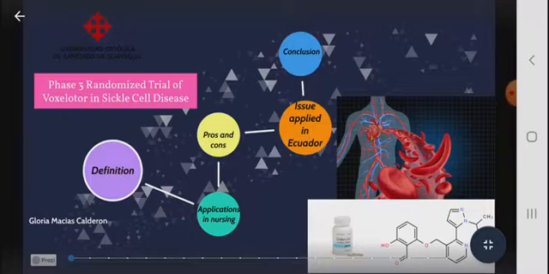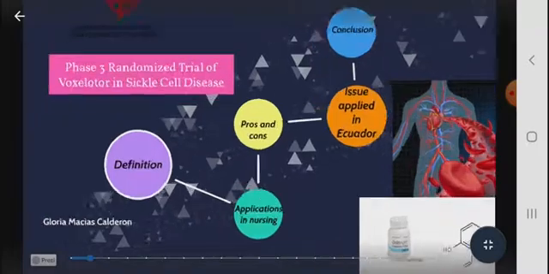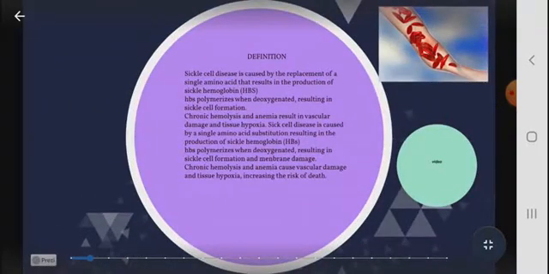My topic is the Phase 3 randomized trial of Voxelotor in sickle cell disease. Definition: sickle cell disease is caused by the replacement of a single amino acid that results in the production of sickle hemoglobin. It polymerizes when deoxygenated, resulting in sickle cell formation. Chronic hemolysis and anemia result in vascular damage and disease hypoxia.